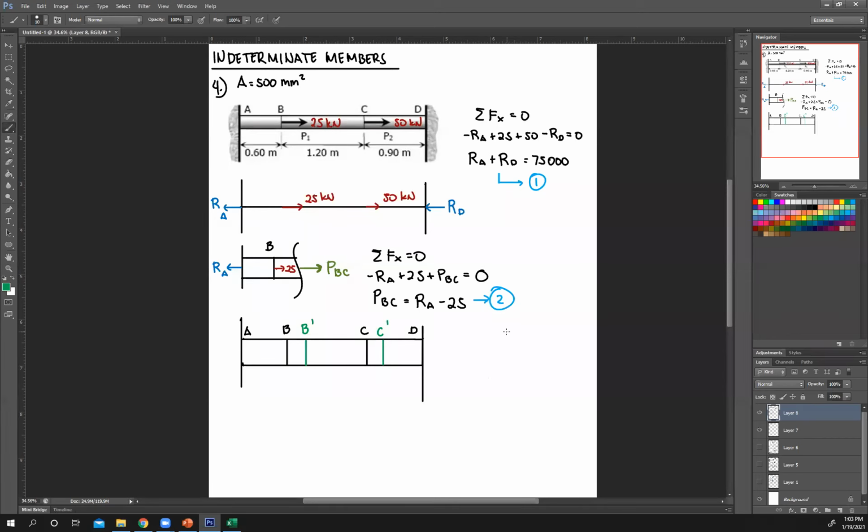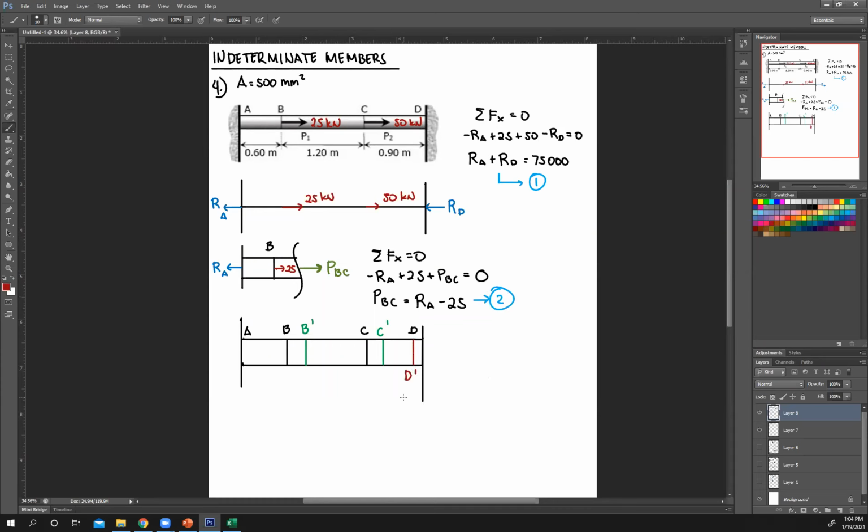CD, okay, let's draw that. You have a reaction here, RD, to the left. Therefore, the internal force between C and D would be to the right, and it's towards your member. Therefore, it's in compression. Therefore, your member CD will actually compress.